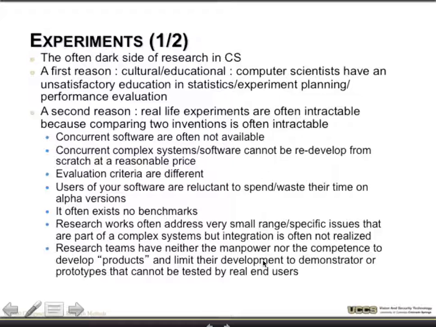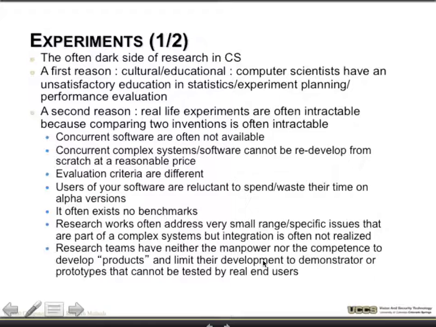In the cultural, educational models of how we do this, computer scientists often have an unsatisfactory or limited education in statistics, experimental planning, and performance evaluation. This depends on the sub-area of computer science. In this course on research methods, we will only have 2 or 3 lectures on statistics and experimental planning. In many other fields, they have whole courses, multiple courses, on statistics and experimental planning. But we're mostly a synthetic field, so our things are a little bit different. We won't go into quite as much detail.